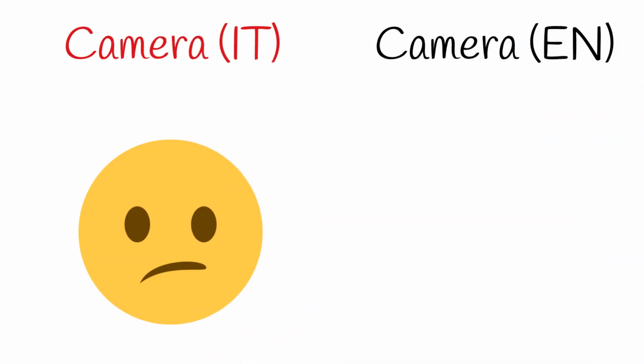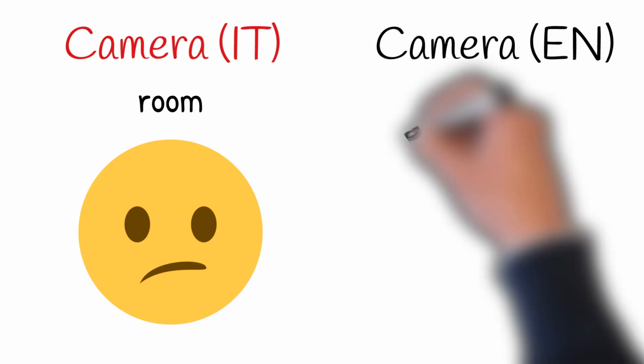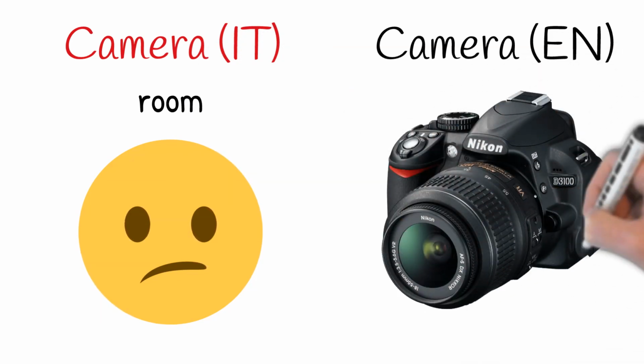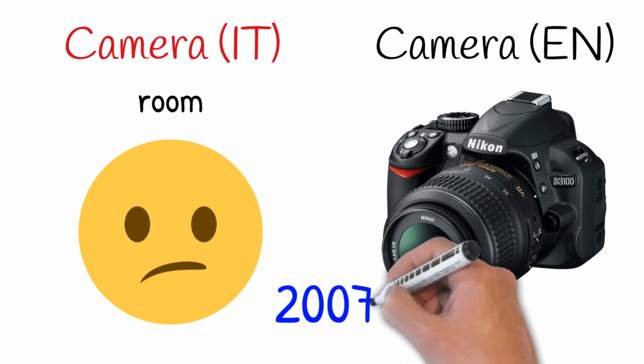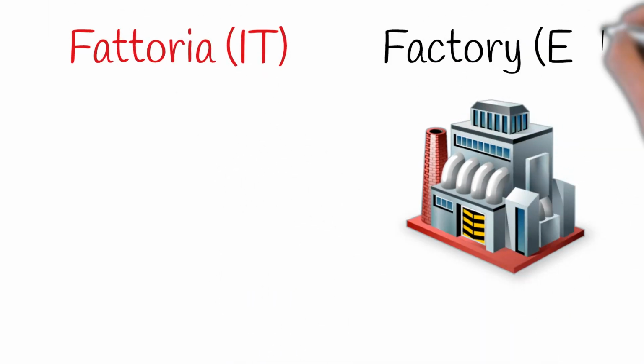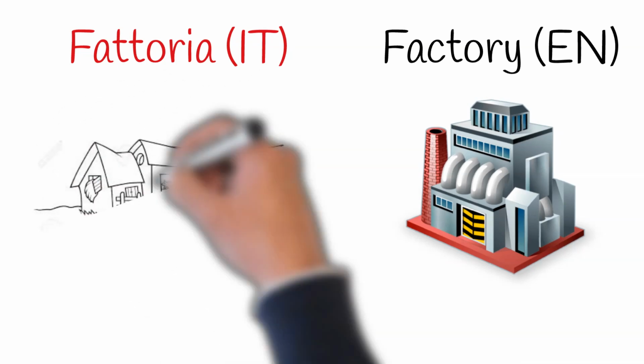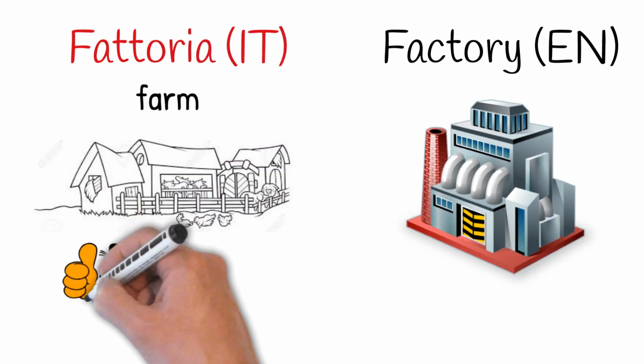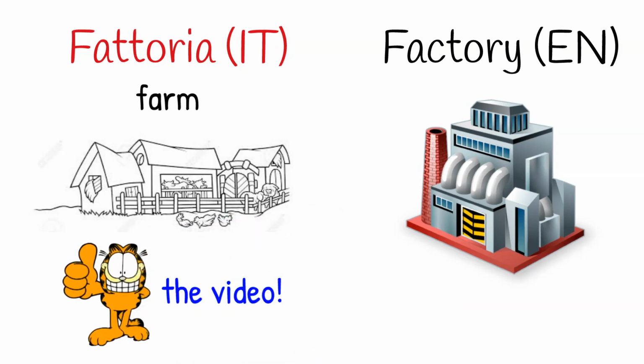Next, one that could lead to confusion. Camera and camera. A camera is a room, and this is a camera. Not much to say here, though watch out for the confusion. I fell into this trap in 2007 when visiting Italy. This next pair is kinda easy to get. Fattoria and Factory. If you're looking for directions to a factory and you end up in a farm or fattoria, you've fallen for this false friend.